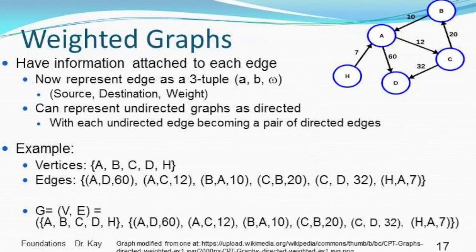We can also talk about weighted graphs, which have some information attached to each edge. You can think of that as perhaps the distance to get between two cities if the vertices represent cities, or the cost to travel between them, all sorts of things. But now each edge we're going to represent as a three-tuple. So it's going to have a source, a destination, and a weight.